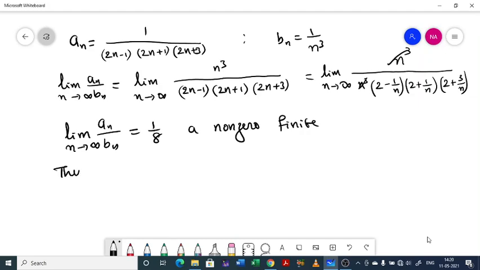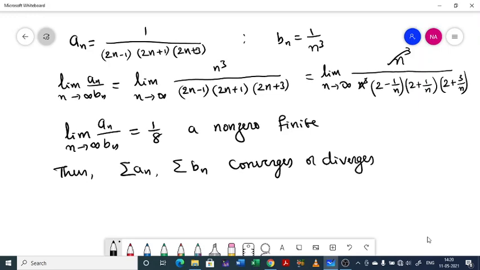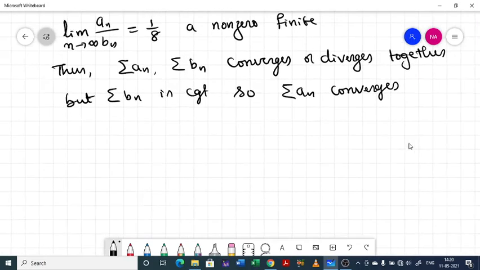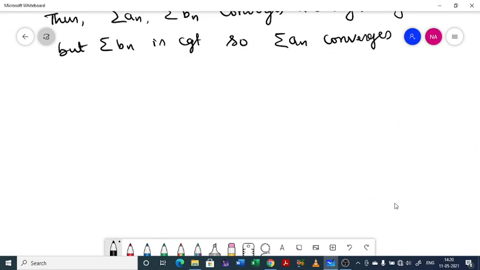Thus summation an, summation bn converges or diverges together. But summation bn is convergent. So summation an converges. Summation an also converges. So that is about the second problem. Next problem C.